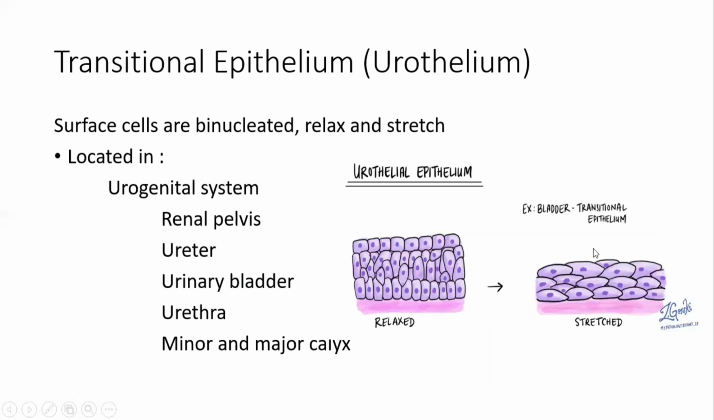So when it's stretched, the layers decrease. So you see here you have around 4 layers, but here you have like 2 to 3 layers. And they're located in the urogenital system, in the ureter, renal pelvis, urinary bladder, urethra, and the major and minor calyx in the kidneys. In the urinary bladder especially, because when we have urine in our bladder, it stretches, so it can take place there.